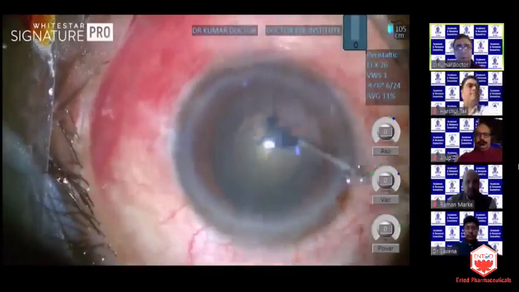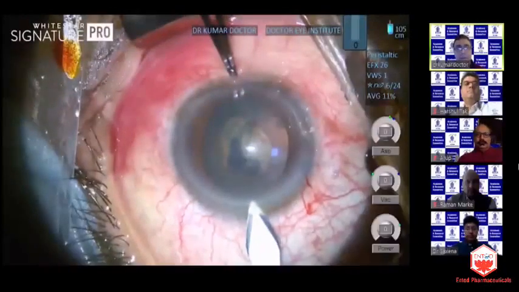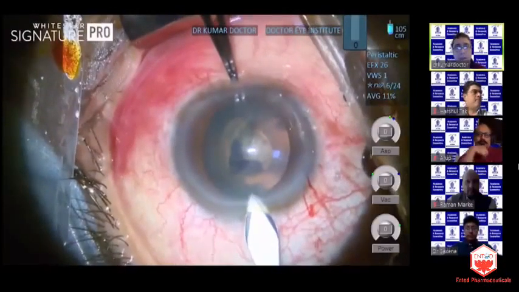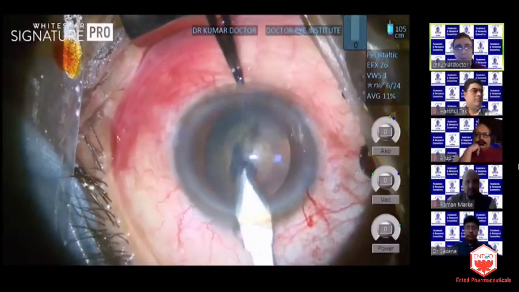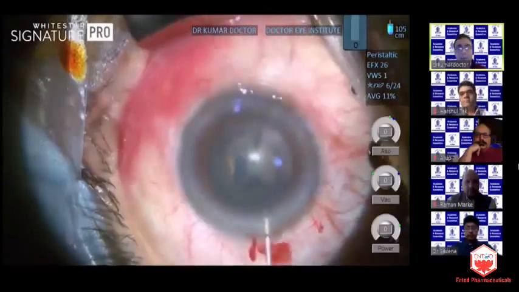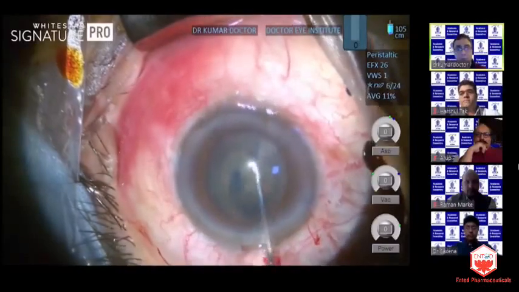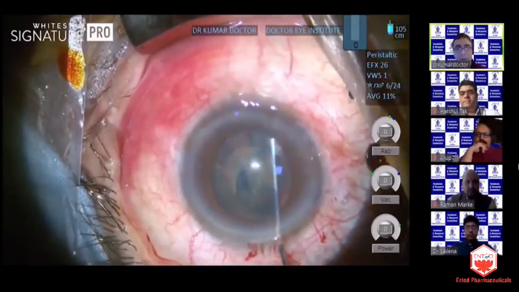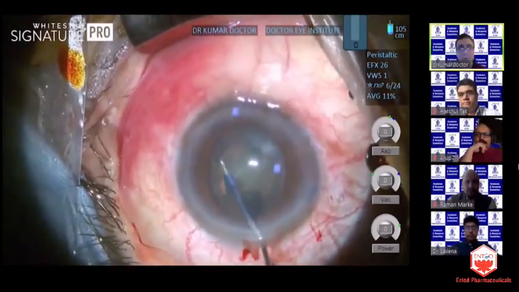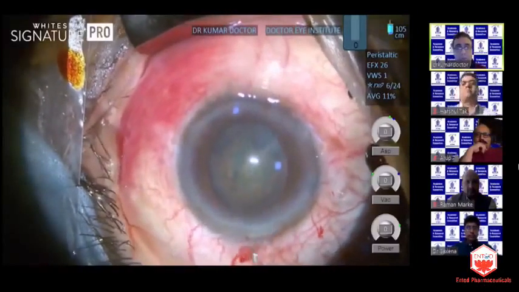As you notice here, my associate has done a CCC slightly smaller in size, about 4.5 millimeter, followed by hydrodissection. Please watch now the fluid wave going across, and I'll tell you when it goes. This is the moment, you watch it, and that's the fluid wave gone. No decompression happened of the nucleus.